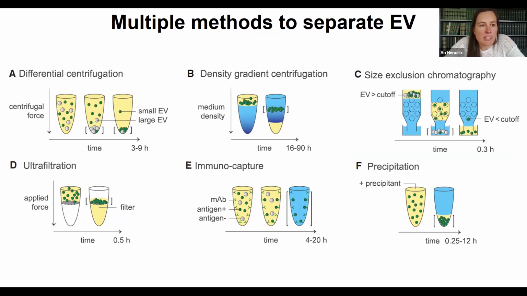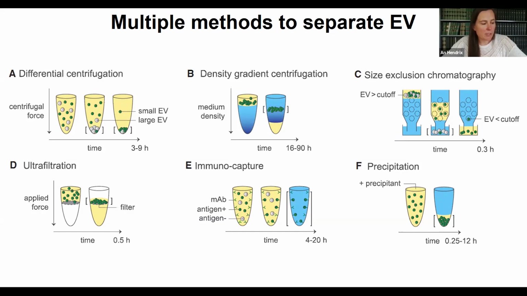Now, there are multiple methods available to separate extracellular vesicles from biofluids. Some of those methods, including differential centrifugation, size exclusion chromatography, and ultrafiltration, separate extracellular vesicles based upon their size. Density gradient centrifugation exploits the density of particles to separate extracellular vesicles. Immune capture makes use of antibodies to target surface antigens that are available on certain extracellular vesicle subtypes. And then there are also some precipitation-based methods that basically extract biological material from a sample that you are studying.